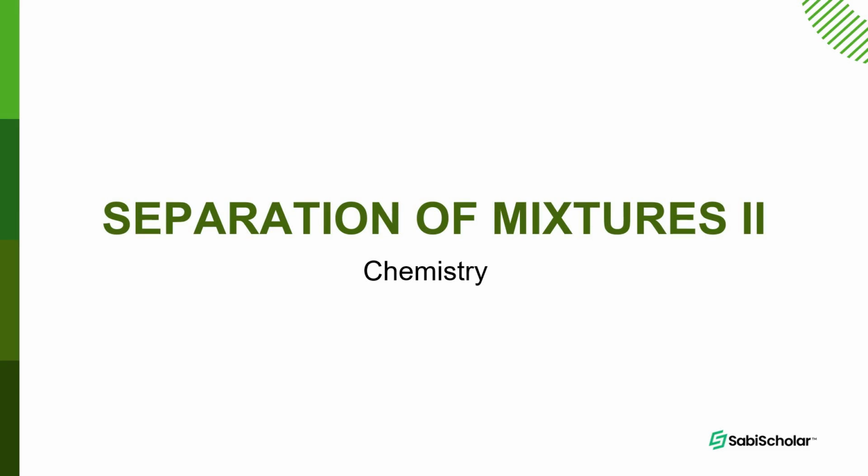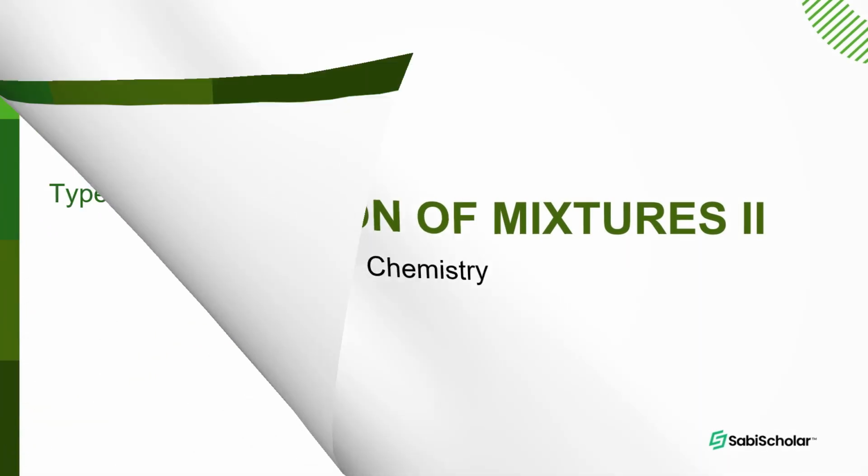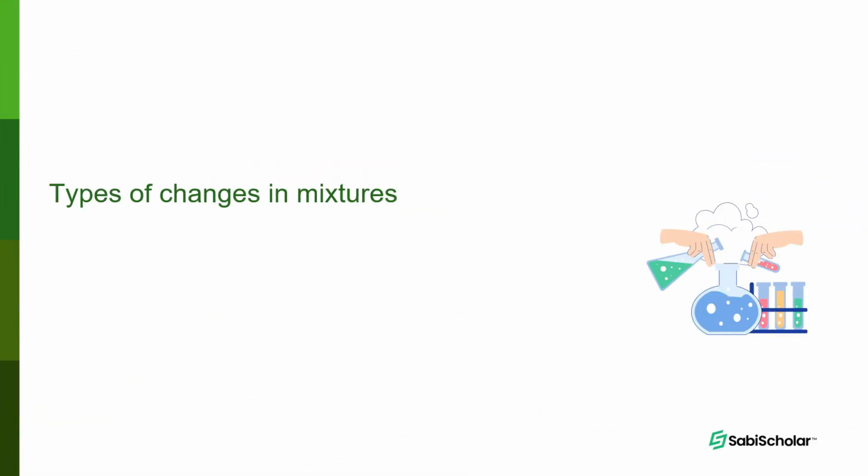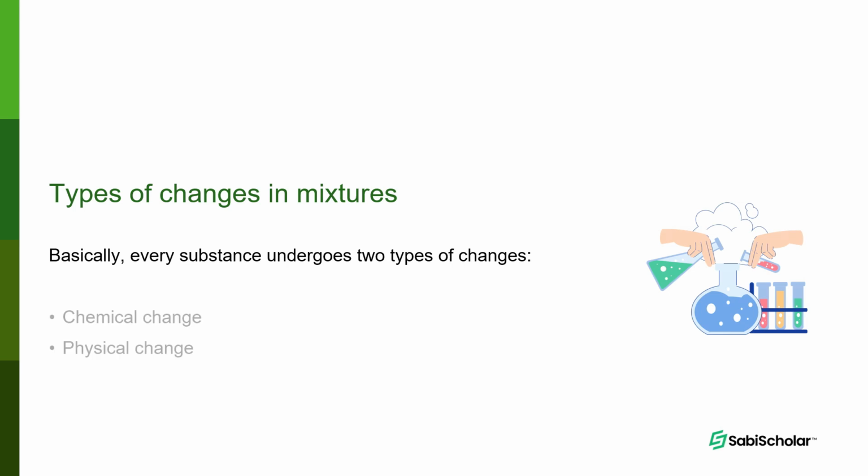I'll be taking you on a very interesting topic today, separation of mixtures, part B. Alright, let's jump into it. If we want to separate mixtures, we need to understand the kind of changes that these mixtures undergo. Basically, every substance undergoes two types of changes, either chemical change or a physical change.